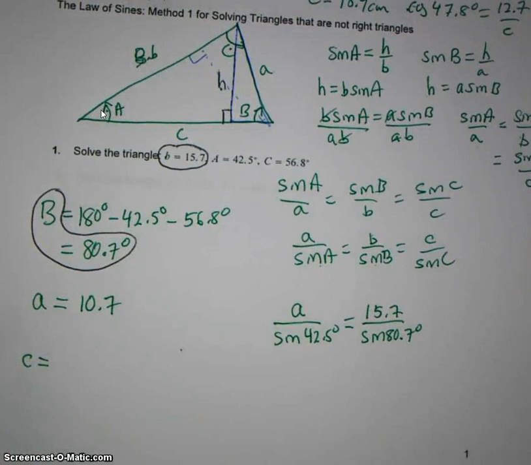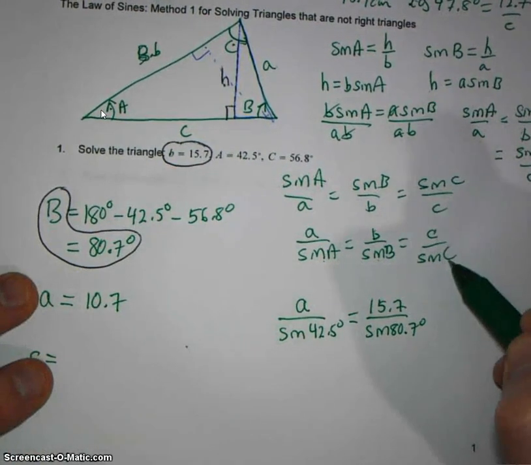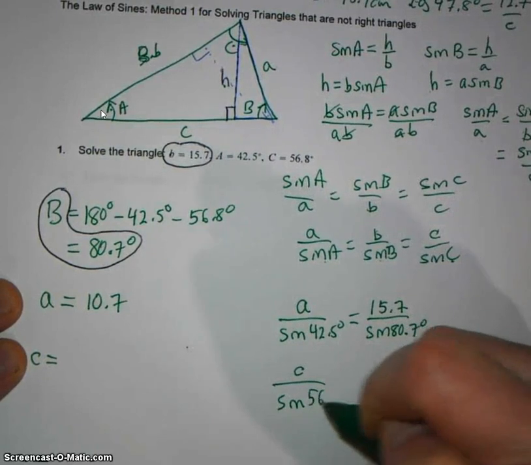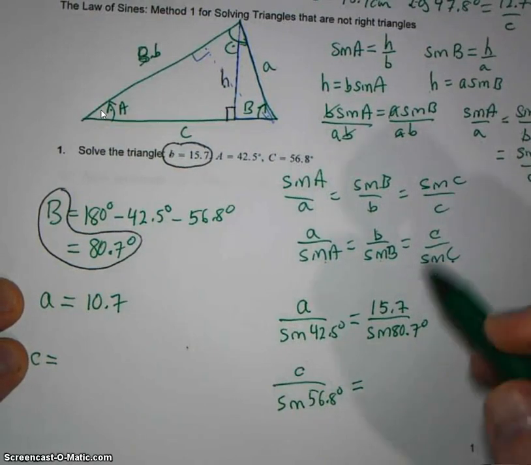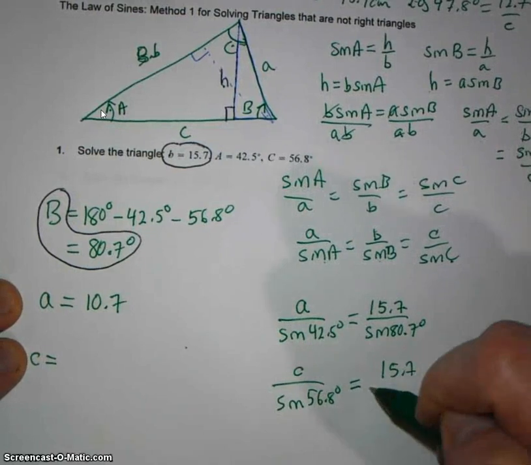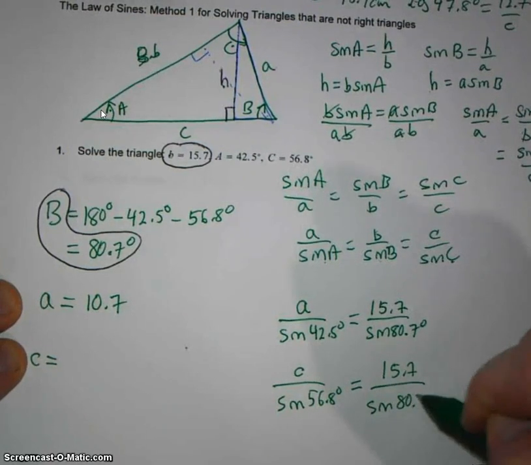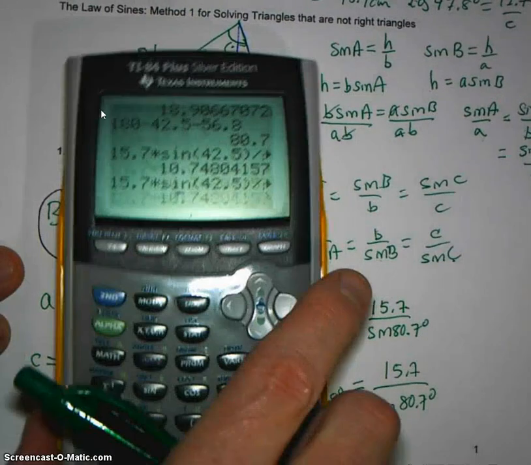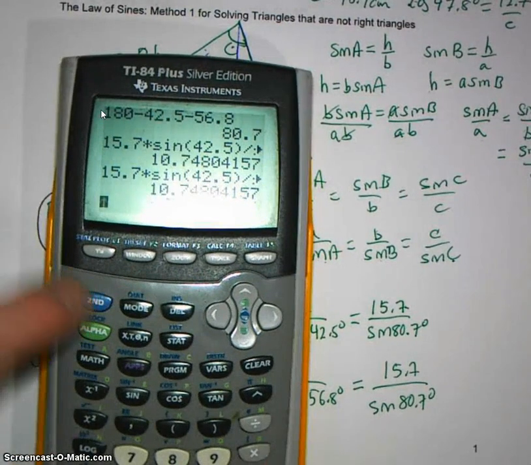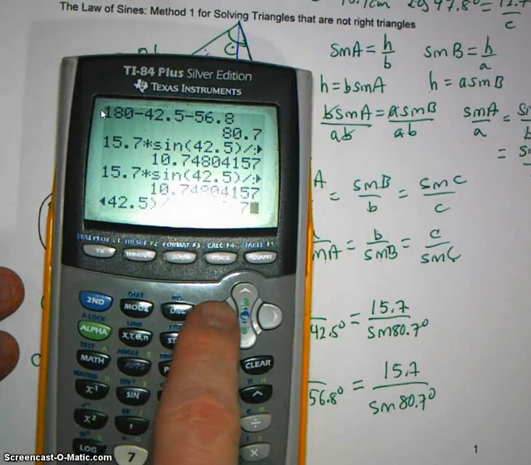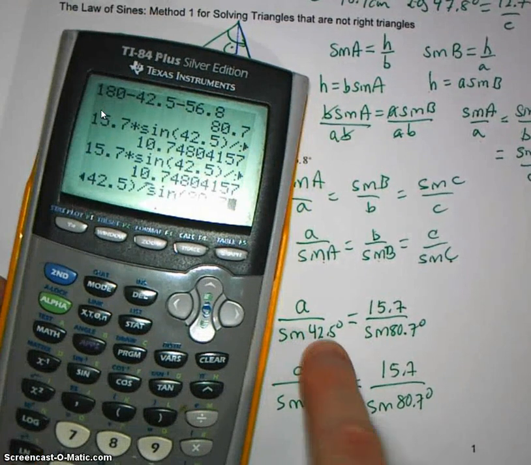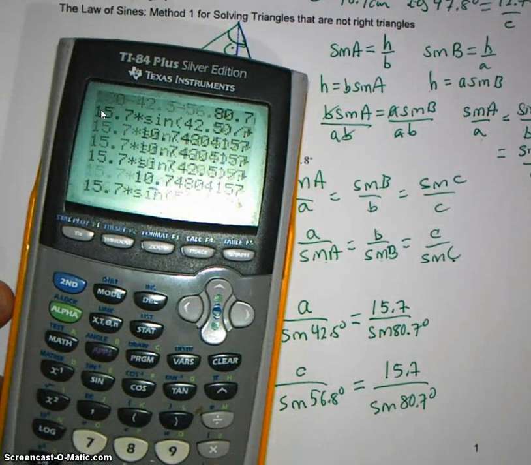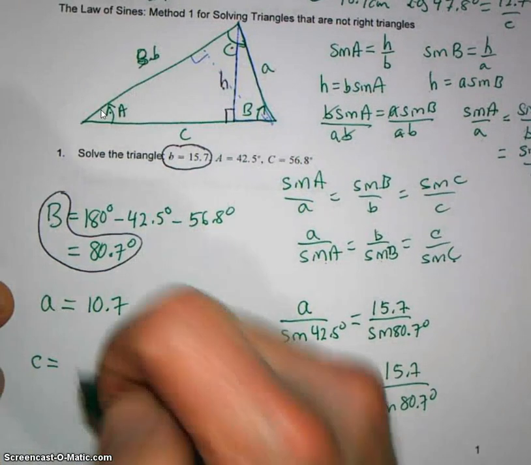Finding little c is almost the exact same thing, except now I'm going to use c over sine C. So c over sine 56.8 degrees is still b, 15.7 over sine 80.7 degrees. And again, to get c all by itself, I simply multiply. So I'm going to use the power of my calculator instead of typing it all back in. The only thing that changes is this 42.5 changes to a 56.8. So I can just go back and type that in, and we'll call it 13.3.